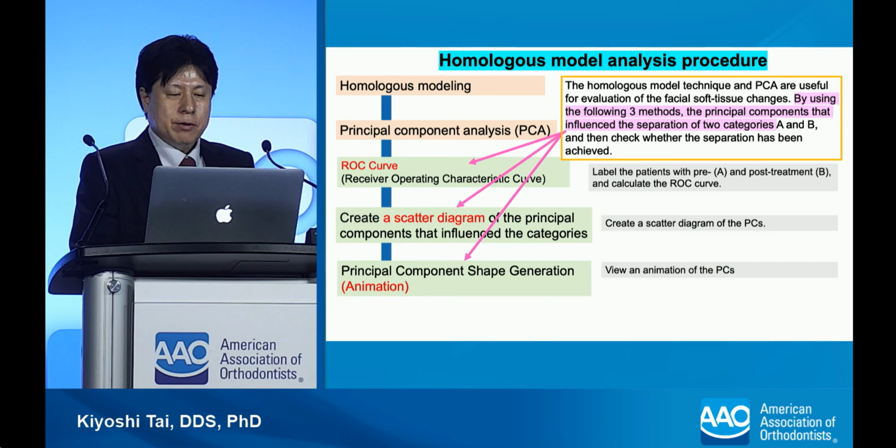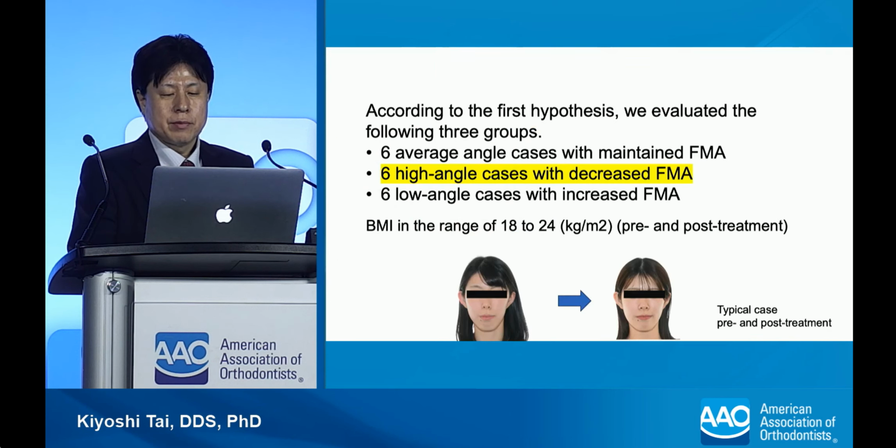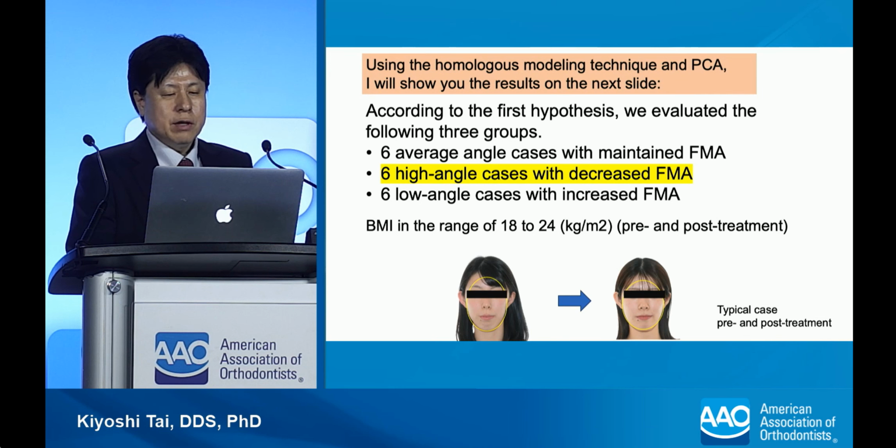By using the following three methods, ROC curve, scatter diagram, and animation, we identify the principal components that influence the separation of the two categories, pre and post treatment, and then check whether the separation has been achieved. Next, six high-angle cases with reduced FMA. I will show you the result on the next slide.